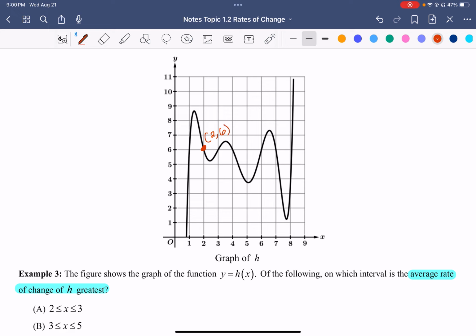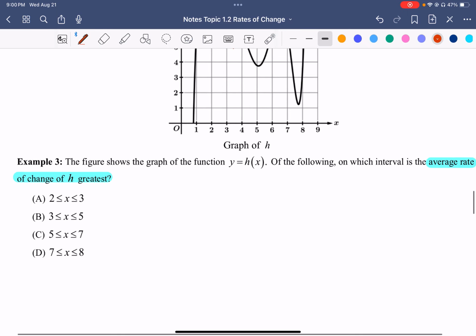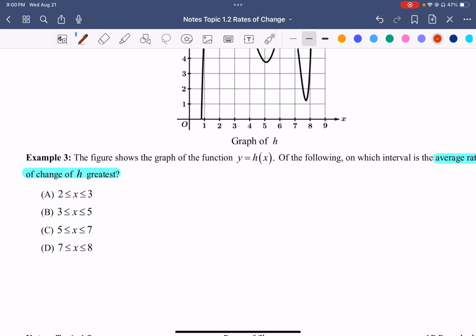The next thing I need to find is where x equals 3. And at x equals 3, my y value also equals 6. What that means is that when I went from x equals 2 to x equals 3, I ended up still at y equals 6. So that means that there was no change in the output values. So if there's no change, that means that my rate of change is 0. So for answer choice A, I'm going to put 0 because there's no change in the output values.